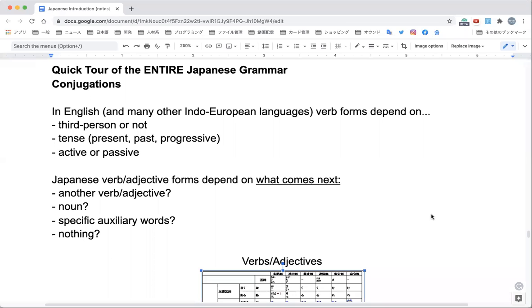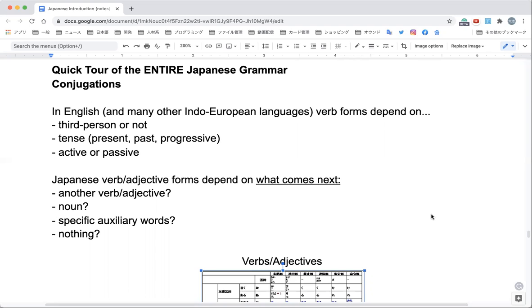Okay, in this lesson, I'm going to go over conjugations, how they generally work. So I'm not really going to go into details, but I'm just trying to give you a whole picture of how they work. So in English, if you hear this word conjugation, you probably imagine something like those form changes depending on third person or not, does or do, or tense, present, past, progressive, like do, did, doing, or active or passive, do or done, these things.